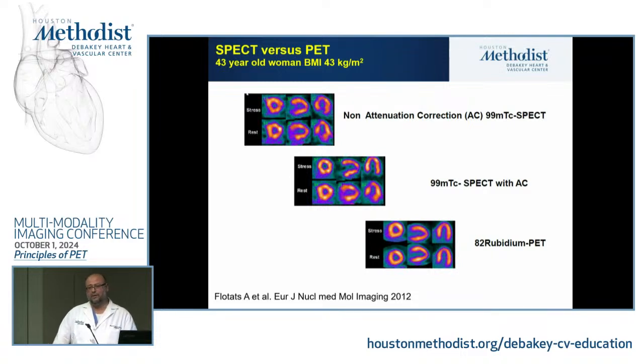So with PET, for example, our record BMI here is 76. We haven't gone above that, but we have about 400 patients with a BMI above 50. So you can see what type of difficult patients you may still be able to get diagnostic imaging in.